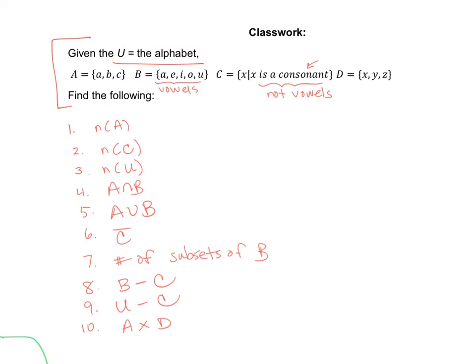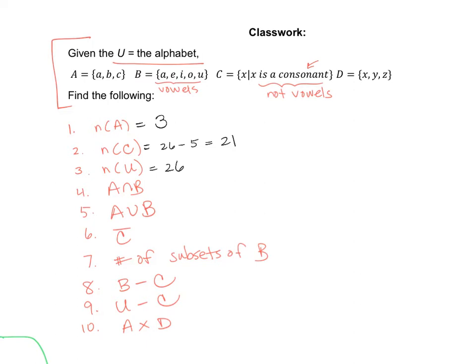So now that you tried, coming back, n of A means the cardinal number for A, or the number of elements of A. That should just be 3. n of C, that's the cardinality of C. Well, that's the number of consonants. So there's 26 letters in the alphabet, minus the 5 vowels, so there's going to be 21 consonants. n of U, that's our universe. So we already said that.